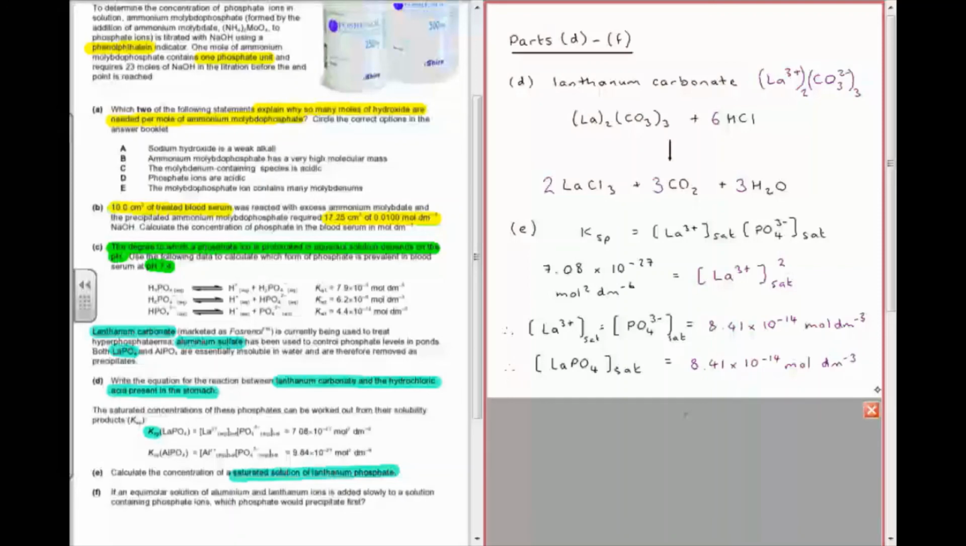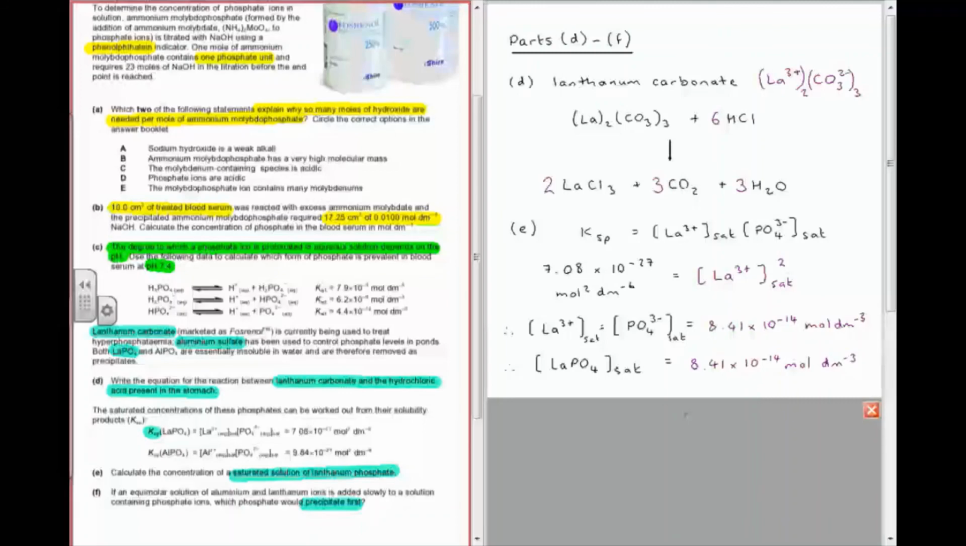Finally, in part F of the question, you are asked if an equimolar solution of aluminium and lanthanum ions is added slowly to a solution of phosphate ions, which of the 2 possible phosphates, either aluminium phosphate or lanthanum phosphate, would precipitate first? Now, a salt precipitates out when its concentration goes above the concentration of the saturated solution. The solution can't hold any more salt. So from the calculations in part E, we know that lanthanum phosphate would precipitate out at a concentration of 8.41 times 10 to the minus 14 moles per decimetre cubed.